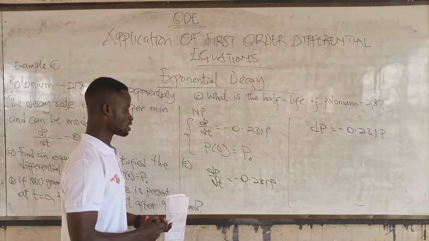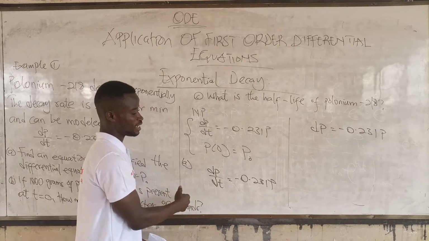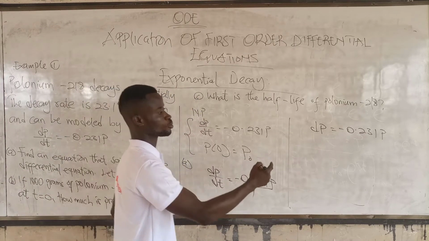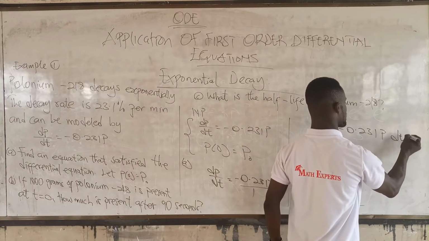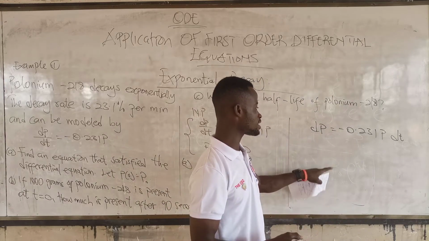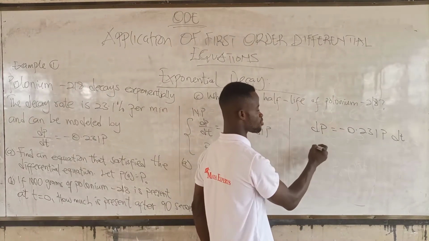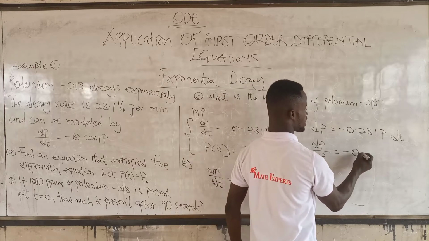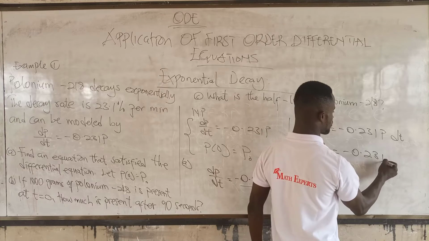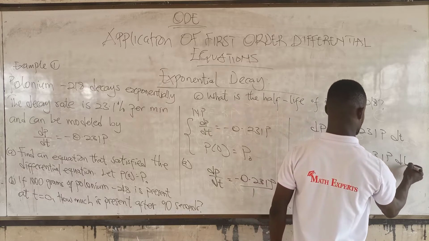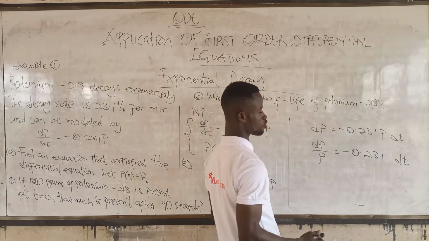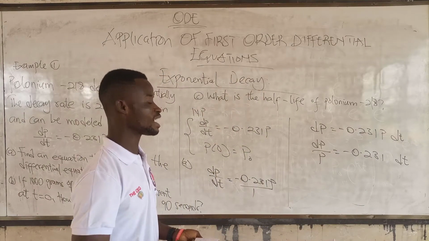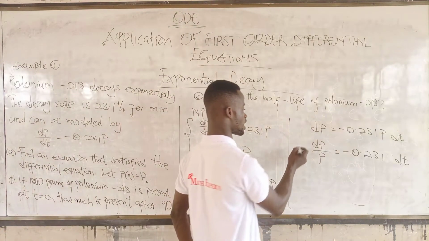Then it's like you're doing cross multiplication. This is the same as over 1, so when you cross multiply, dt will come here. So for us to make this separable, we divide by P here, then we get dP over P equal to negative 0.231 dt. The P is no more there. Very good. Now that it is separable, we can integrate both sides.